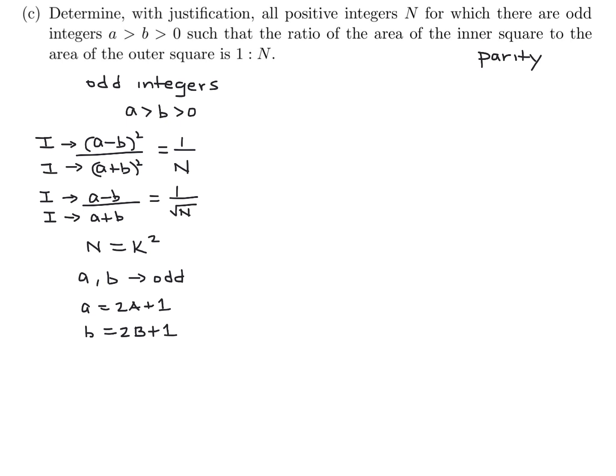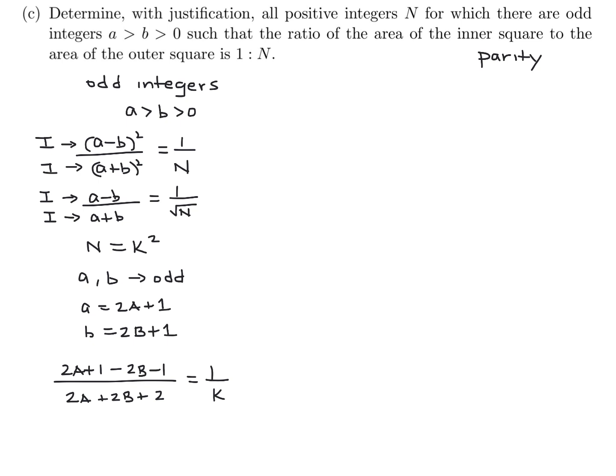So now we have 2 big A plus 1 plus, the numerator actually will be negative, so I've got to subtract 2 big B minus 1. The denominator, I'm just adding, so it'll be 2 big A plus 2 big B plus 2. And then this will just put in that k value. So root n is going to be just k.